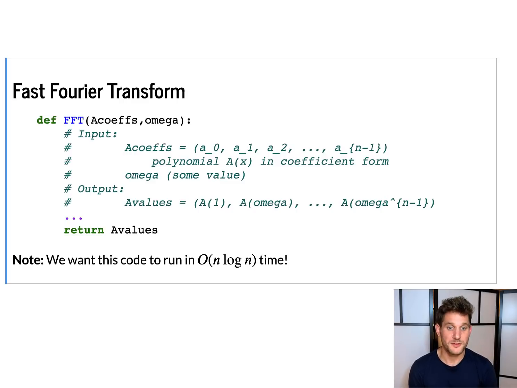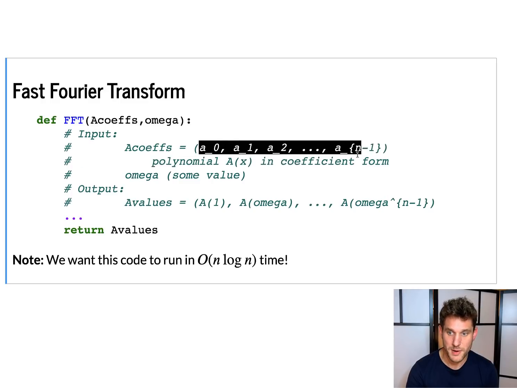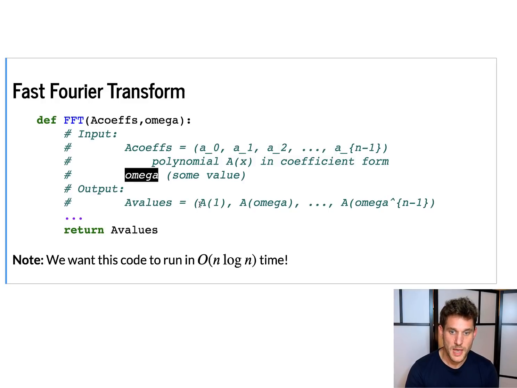Okay, so what does the fast Fourier transform do? It takes in a polynomial in terms of its coefficient representation and some value omega. Right, so here a coefs is just these n coefficients and some value omega, and it computes a of 1, a of omega, a of omega squared, all the way up to a of omega to the n minus 1. These are going to be the n distinct points that you're going to evaluate a on, and what it returns is a at these values.